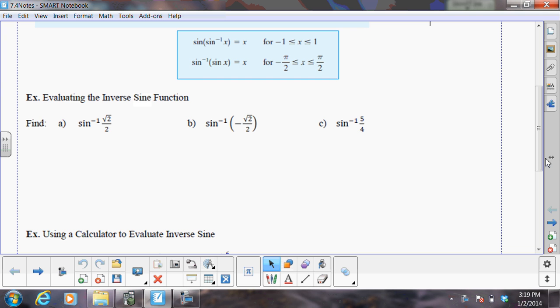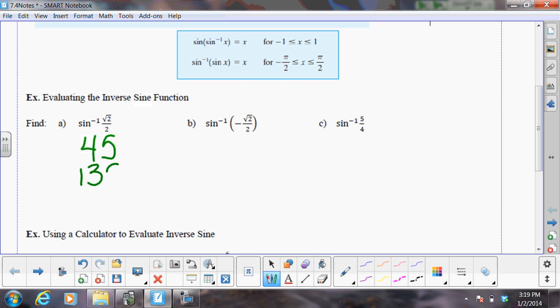Notice that if you do sine of arcsine, or arcsine of sine, they both cancel each other out. So here, if you do the arcsine of square root 2 over 2, well then it's 45. But also, since that's a reference angle, sine is also positive in quad 2, which makes this 135, which is 180 minus 45 to get your 135.